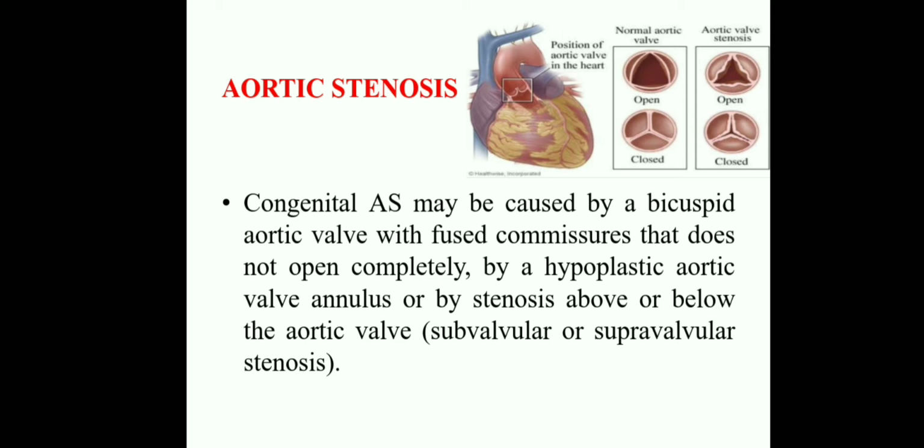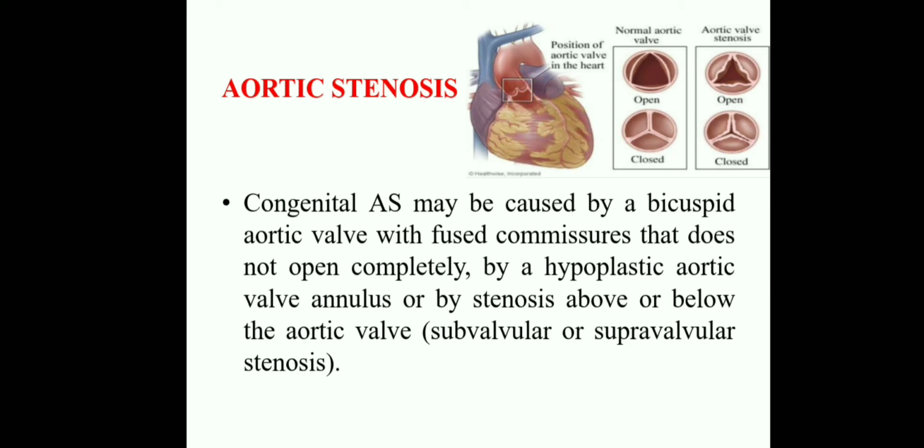So what happens here? It can be caused by a hypoplastic aortic valve annulus, or by stenosis above or below the aortic valve. That comes under the types: subvalvular or supravalvular stenosis. Sub means stenosis below the aortic valve, and supra means above the aortic valve, and fibrous tissue may also form. This is about aortic stenosis.